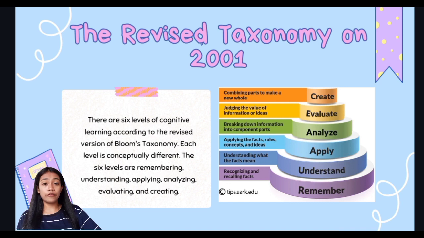There are 6 levels of cognitive learning according to the revised version of Bloom's taxonomy. Each level is conceptually different. The 6 levels are remembering, understanding, applying, analyzing, evaluating, and creating.